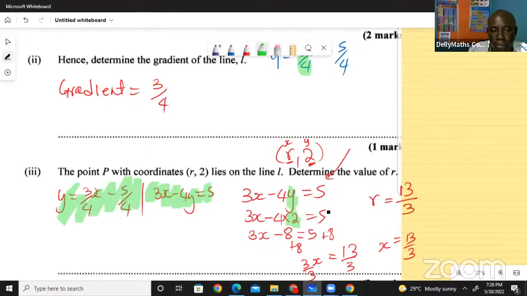That's the principle. So what we're saying is that if a point is on a line and you know the equation, you can substitute any value and it's going to give you the next one. That is how unique the idea is. So this is telling us that when the y value is 2, the x value is 13/3. That's what that means.